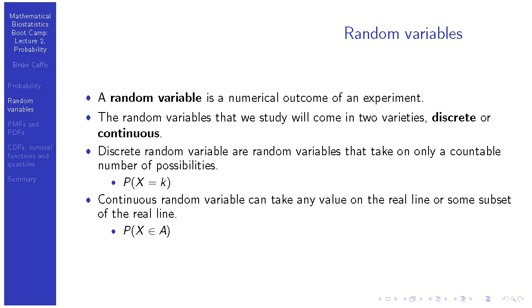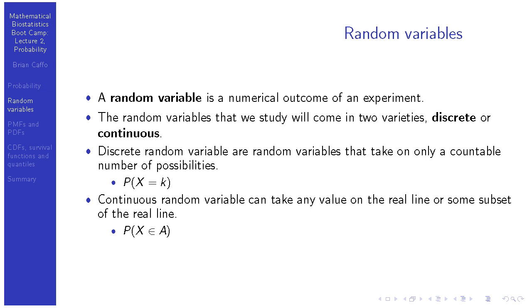So welcome back, recruits, to Lecture 2 of Mathematical Biostatistics Boot Camp, and now we're going to talk about random variables. Random variables, as the slide says, are simply a numerical outcome of an experiment. Random variables are just variables, like you see in calculus, but they have probability distributions associated with them. We're only going to talk about two kinds of random variables, discrete or continuous.